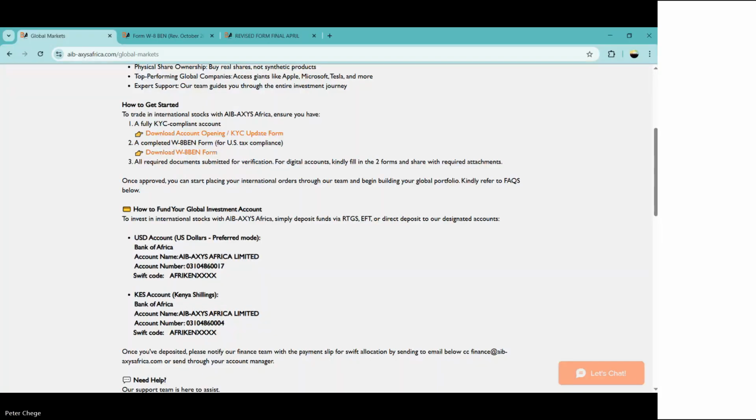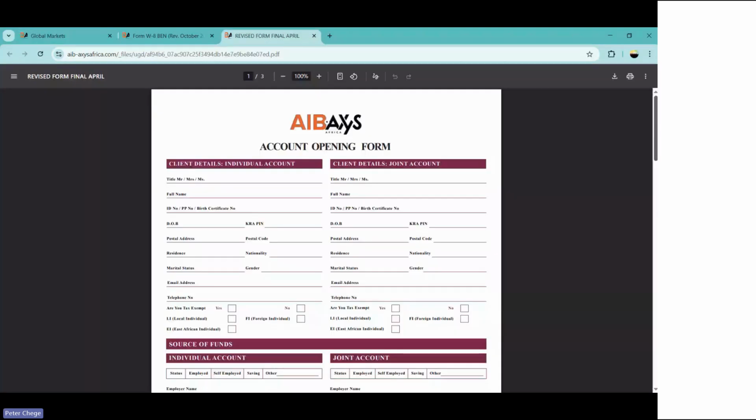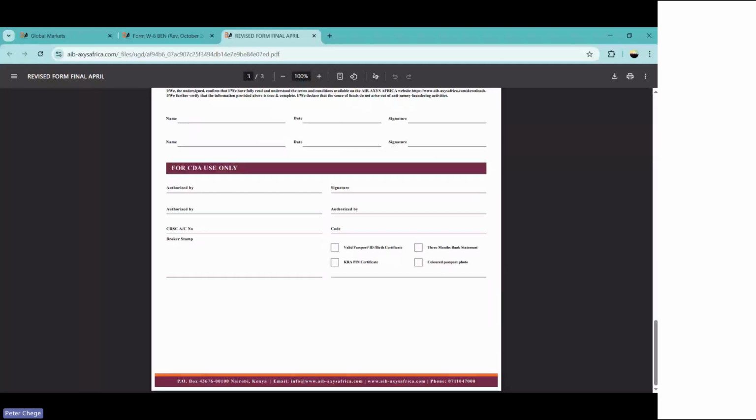There is a question: is it a must to have a passport to open an international stock account? Not a passport as in the one you get from the government. It's a passport-size photo. Remember when opening an account, let me go back to the account opening form. Then we scroll down. You either need a valid passport, national ID, or birth certificate.